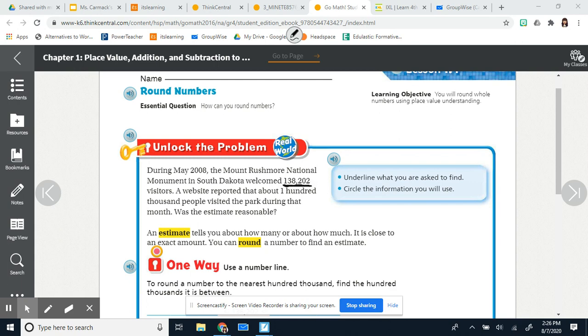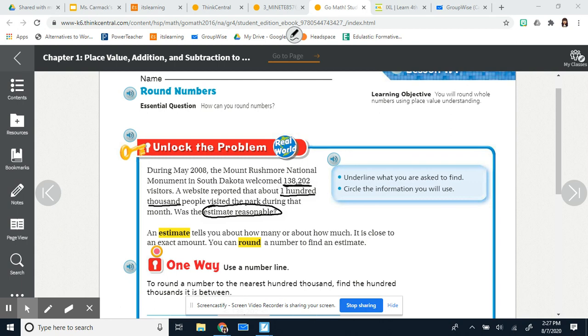Was the estimate reasonable? Okay, so this one, they're tricky because this time they didn't give you two number forms. This one is in word form. They actually spelled it out, 100,000 people. So they're trying to throw us off here. All right, so then they want to know, was the estimate reasonable? I'm going to circle this. All right, you're probably thinking, what does that mean? Was the estimate reasonable? Don't worry, I'm about to tell you.